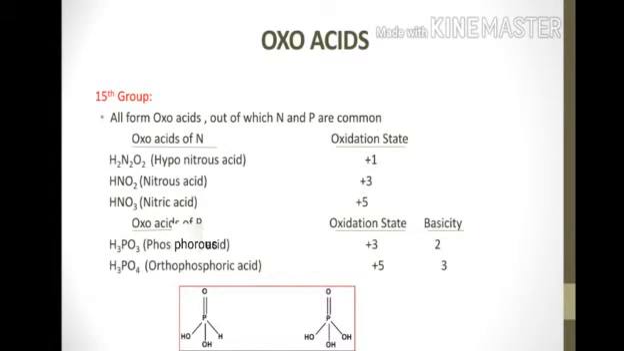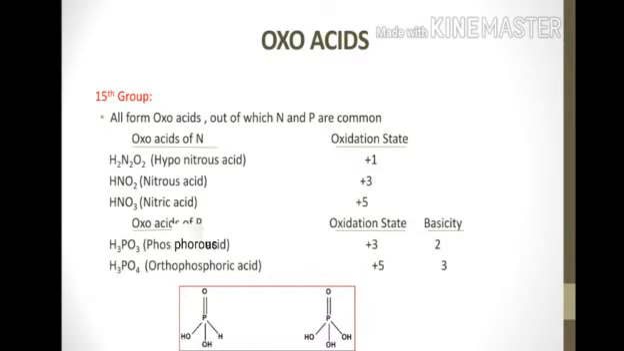Next, oxo acids of 15th group elements. Here all of the elements form oxo acids: nitrogen, phosphorus, arsenic, antimony, bismuth all form oxo acids. But here we are going to discuss nitrogen and phosphorus oxo acids, which are very important. First, oxo acids of nitrogen.